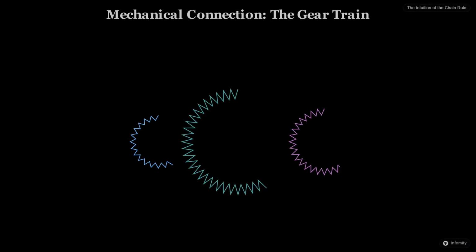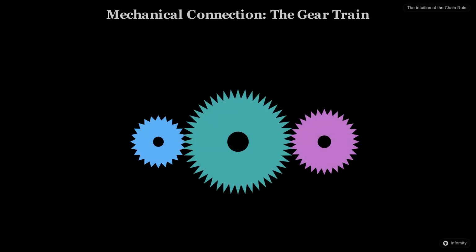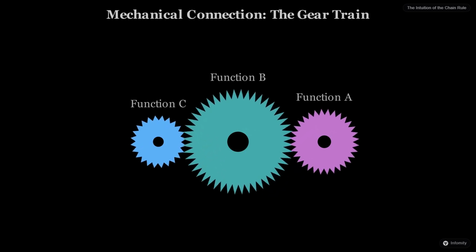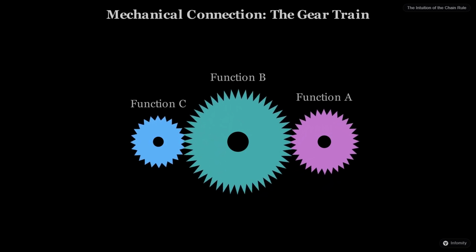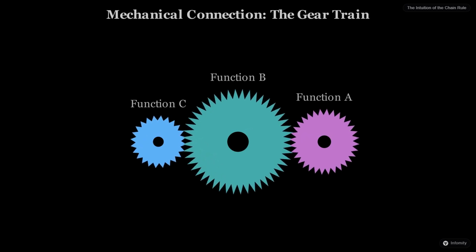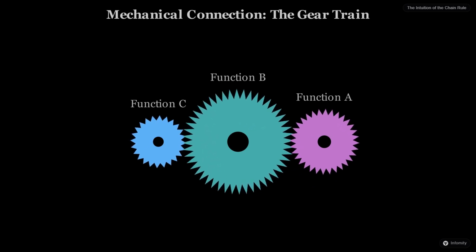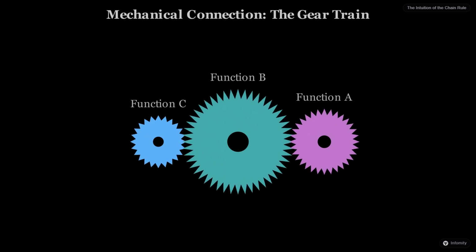Think of a chain of functions like a sequence of interlocking gears in a machine. Gear 1 turns gear 2, which then turns gear 3. When you click one tooth on the first gear, it forces the next one to move based on their size difference. This mechanical connection is exactly what happens when we feed the output of one function into the input of another. The chain rule is simply the tool we use to track how that first tiny movement at the beginning eventually moves the very last gear in the train.